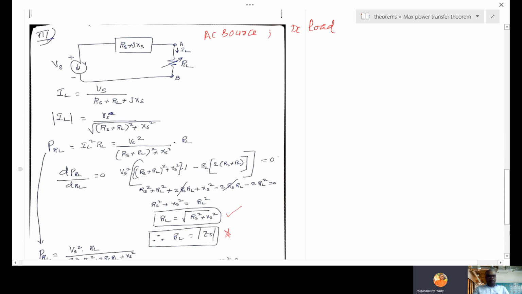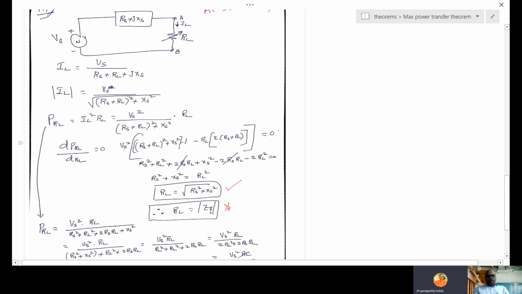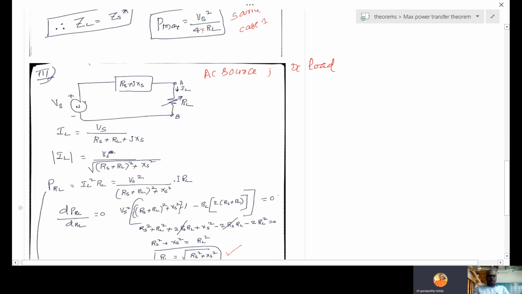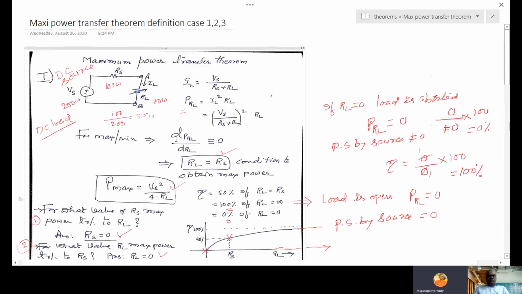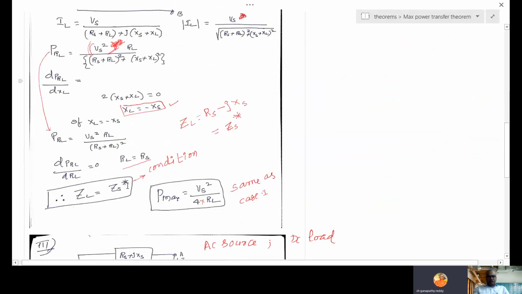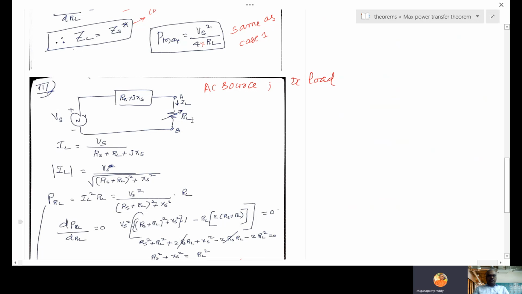So every case condition is important and P maximum is important. First case, what is the condition? RL equal to Rs. Second case, ZL equal to ZS star. Third case, RL equal to mod of ZS. What is the meaning of mod of ZS? If this is 3 plus J4, so RL is equal to mod of 3 plus J4. What is this value? Simply 5.